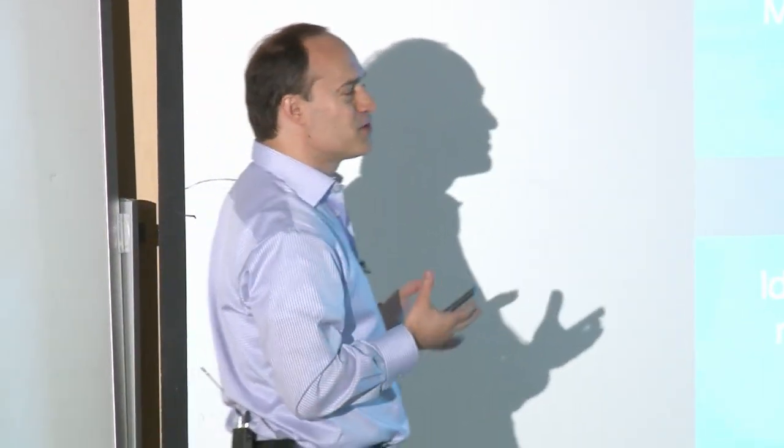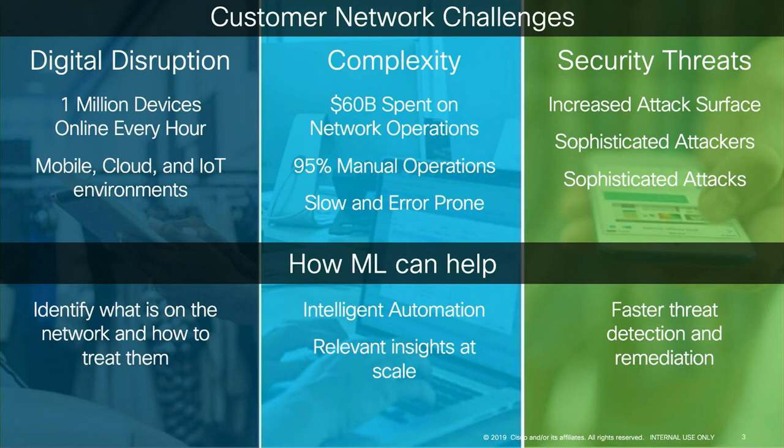Okay, first of all, what are the challenges people face? Here I describe 3 challenges as 3 different columns, and on the top you see the challenge, and on the bottom you see how machine learning can help. The first challenge is what we refer to here as a digital disruption. Basically, there's a huge number of devices coming online continuously. Estimates say that there are about 1 million new devices coming online every hour throughout the world. Okay? You don't know what these devices are. TVs, IoT devices, toasters, so forth. Machine learning can help you identify what these devices are and how the network should treat them, how the network should, for instance, protect them, and so forth.